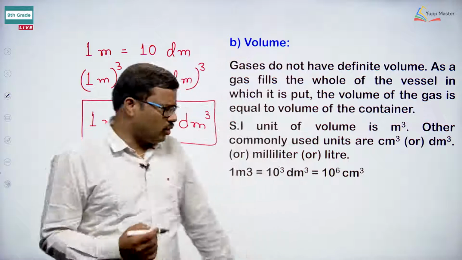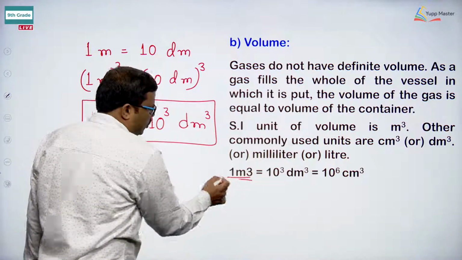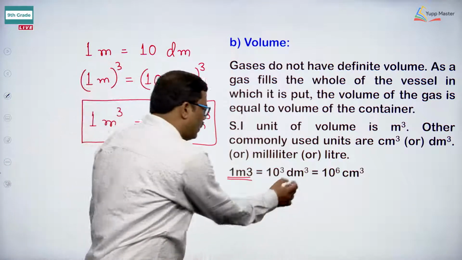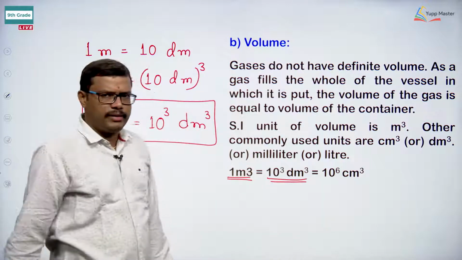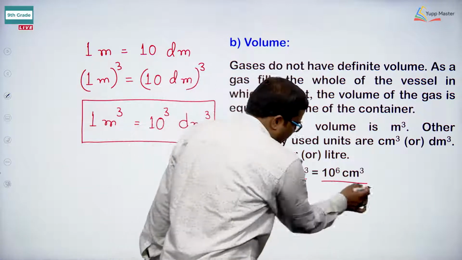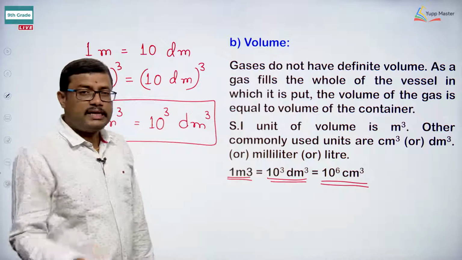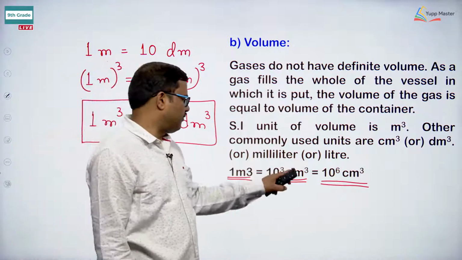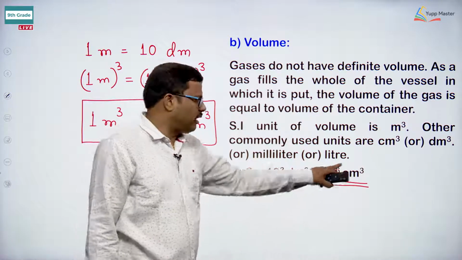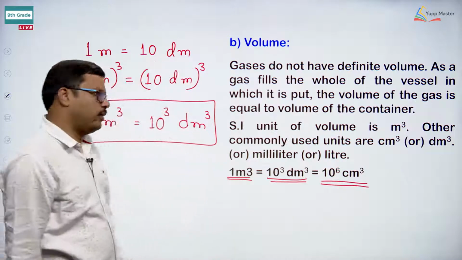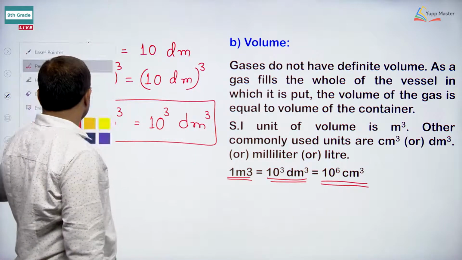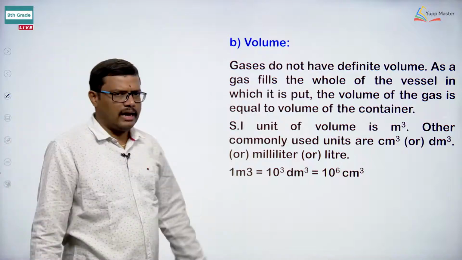So if you observe overall, 1 meter cube is equal to 10 to the power of 3 decimeter cube and 10 to the power of 6 centimeter cube. Okay. So this can be observed from the calculation part.